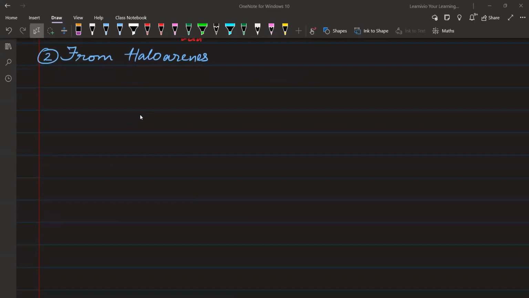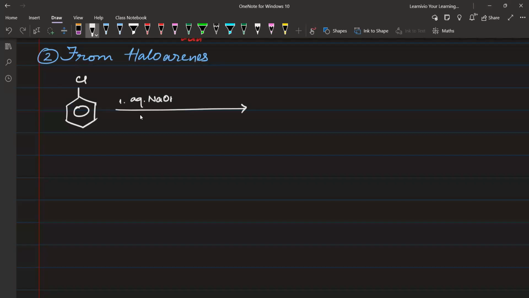Okay. From haloarenes, you must have learned this reaction in the haloalkane and haloarene chapter. Let's suppose we have chlorobenzene, then in drastic conditions, aqueous NaOH at 623 Kelvin, and then in the second step H plus, the chlorine will be replaced by OH simply.